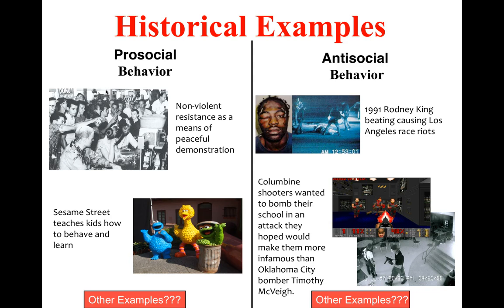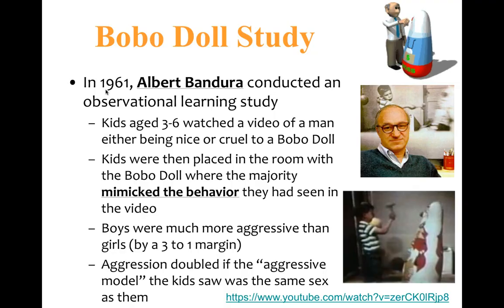Some historical examples of pro-social behavior versus anti-social behavior. Pro-social behavior could be nonviolent resistance as a means of peaceful demonstration. We have Sesame Street, teaching our kids to behave and learn. We also have various examples of antisocial behavior occurring in the news, for instance the 1991 Rodney King beating causing the LA race riots, and the Columbine shooters. I'm sure you can think of many, many more examples as well.